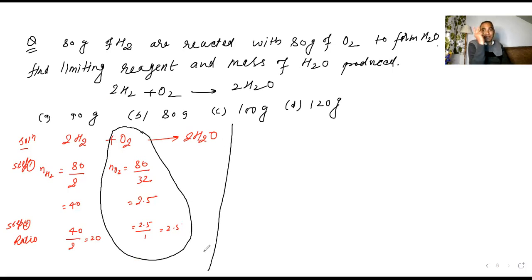Two comparisons are there. Comparison number one, according to the equation. Comparison number two, how many moles are given. Initially the amount is given, so you need to see it in terms of moles. Okay, you tell me. One. Oh, okay.